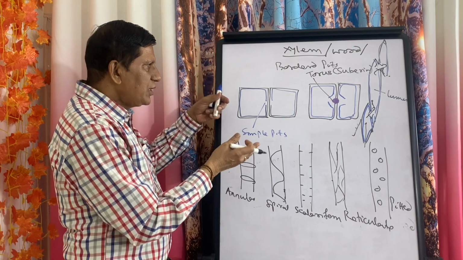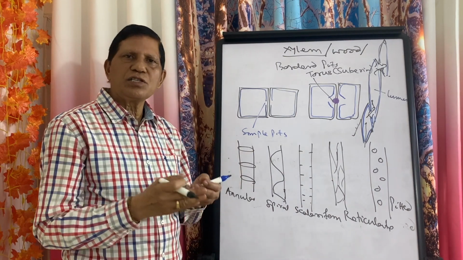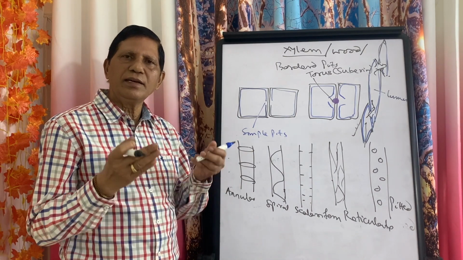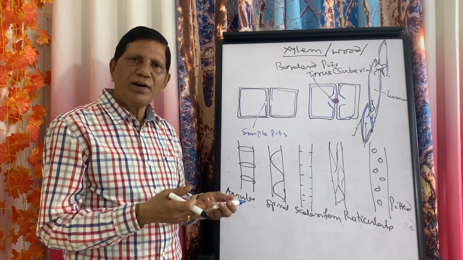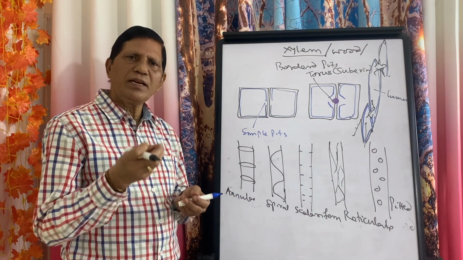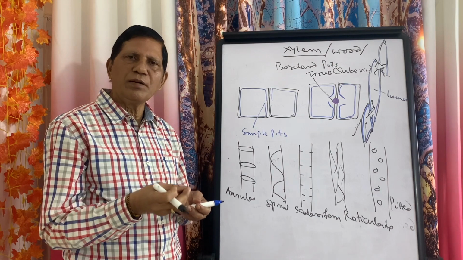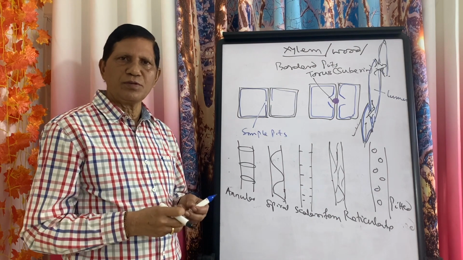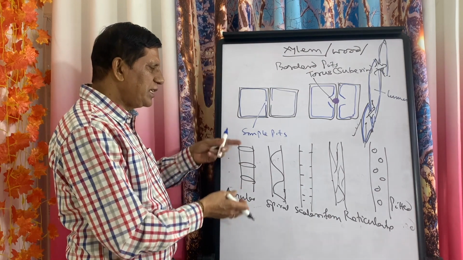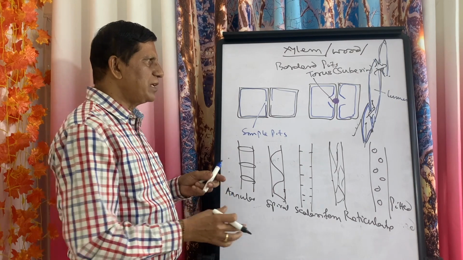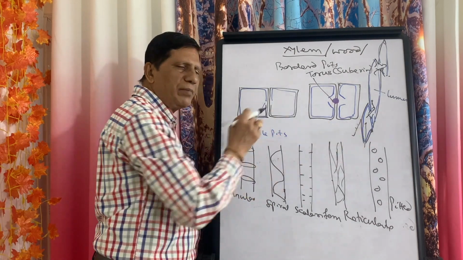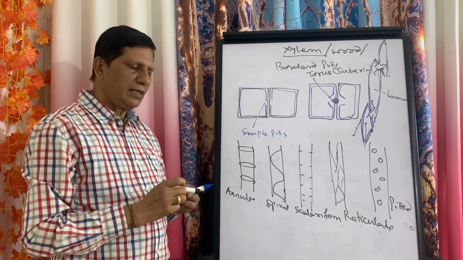So this is the structure of the tracheids, which are predominant in the xylem of pteridophytes and gymnosperms, and present in very small quantity, about 5 to 10%, in angiosperms. They are usually narrow, elongated, with tapering ends. But now you come to the vessels.